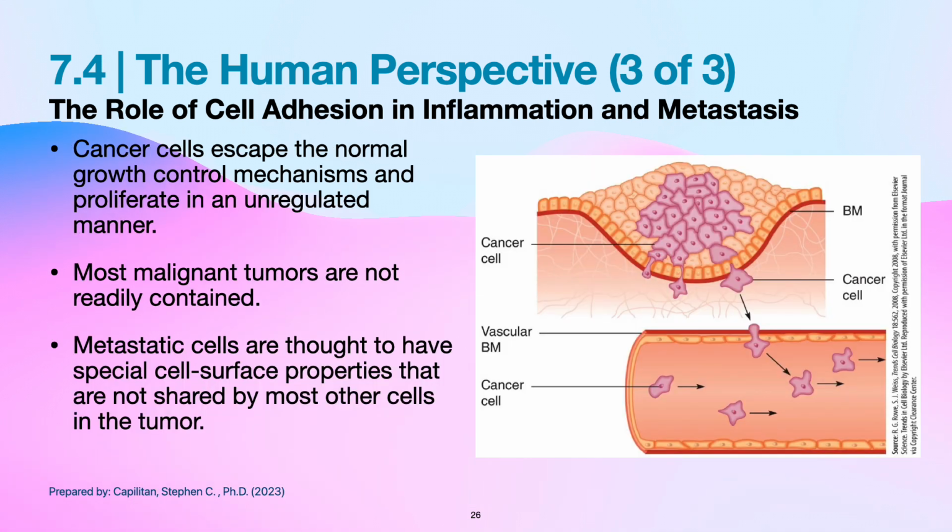Cancer cells also escape these normal growth control mechanisms, and they proliferate in an unregulated manner. Most malignant tumors are not readily contained. We have metastatic cells that are thought to have special cell surface properties that are not shared by most other cells in the tumor, which allow them to adhere elsewhere.